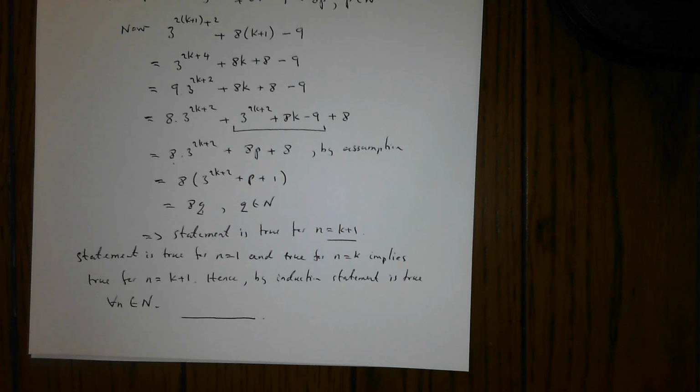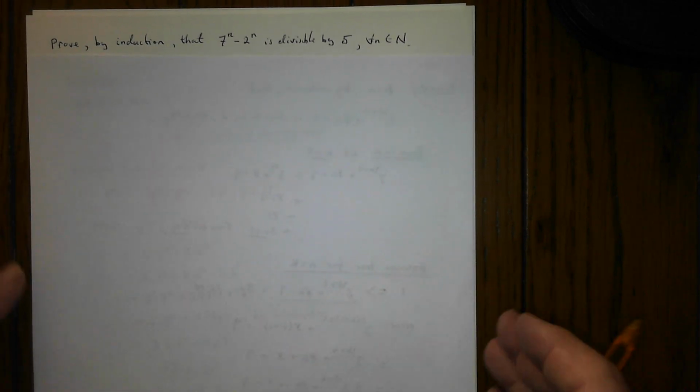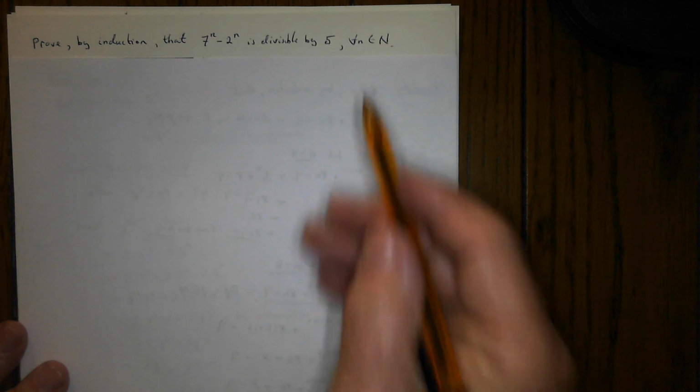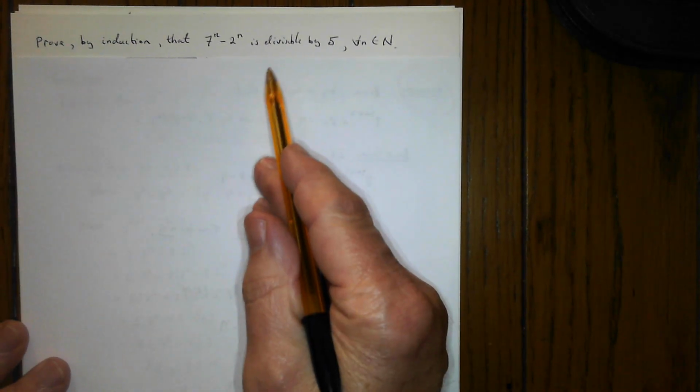Okay, worth having a try yourselves. So try this. Here we are. Proof by induction that 7 to the n minus 2 to the n is divisible by 5 for all n member of N. So stop the video and try that.